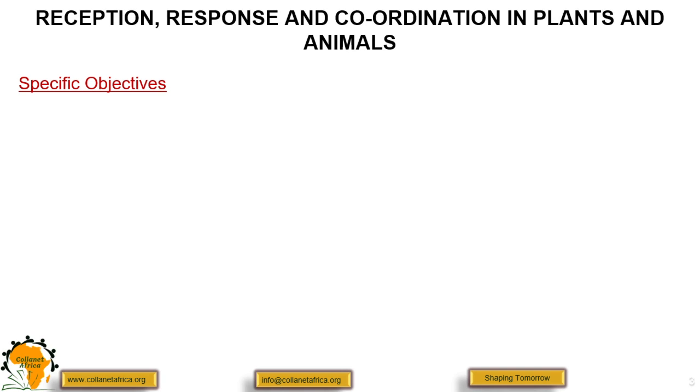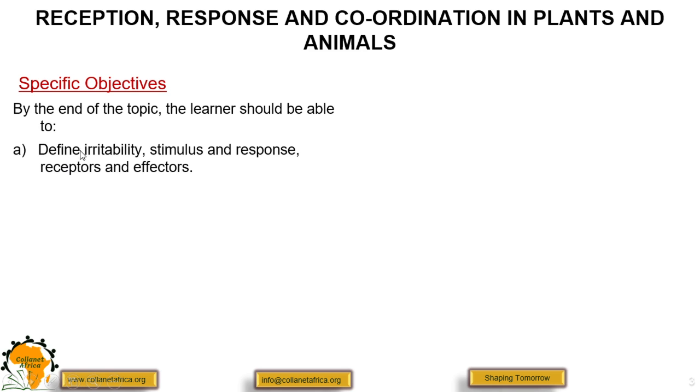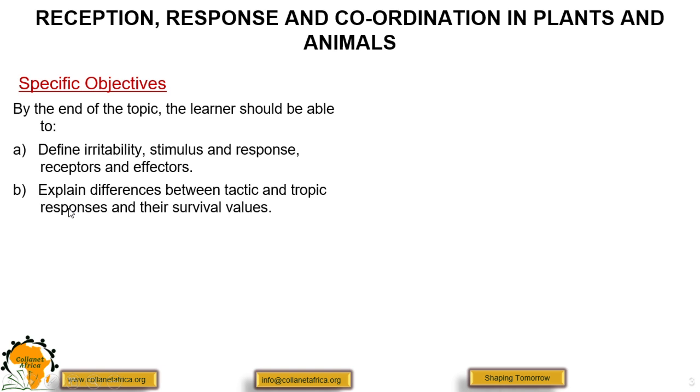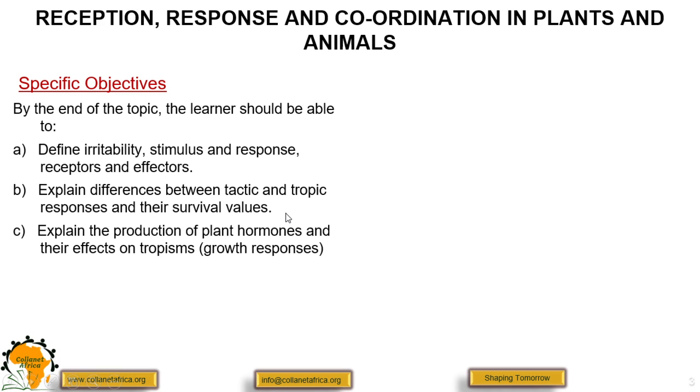Let us move to objectives. By the end of this topic, the learner should be able to, first, define terms like irritability, stimulus, and response, and also receptors as well as effectors. The learner should also be able to explain differences between tactic and tropic responses as well as their survival values.